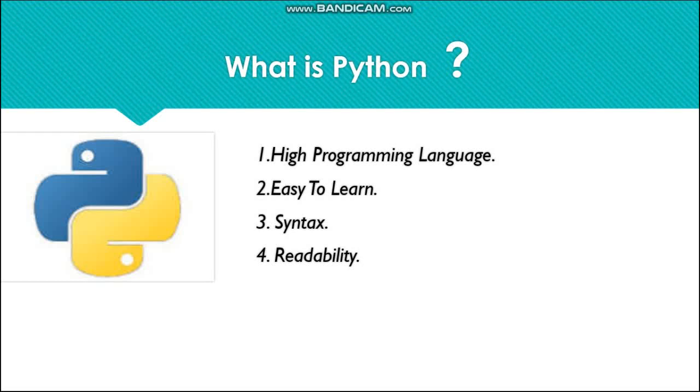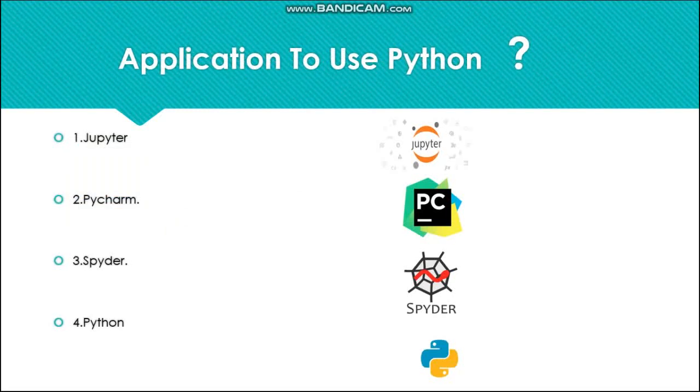Python is a high-level general-purpose programming language created by Guido van Rossum, and its first release was in 1991. Python's design philosophy emphasizes code readability with its notable use of significant white space. Its language constructs and object-oriented approach aim to help programmers write clear and logical code for small and large-scale projects. This is a short intro of Python.